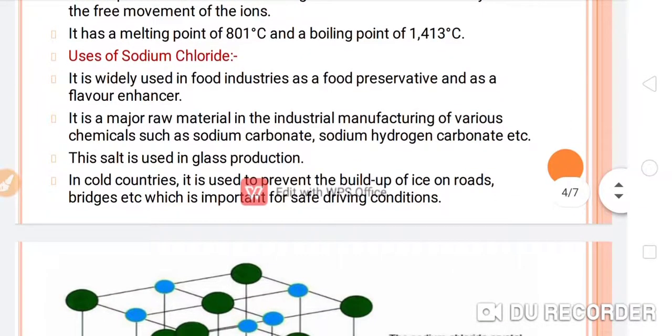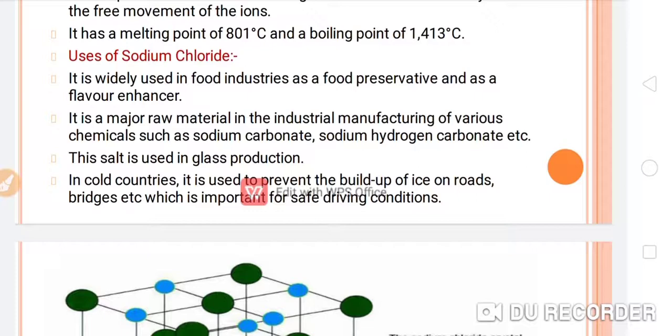Okay, now next, uses of sodium chloride. Where are we using it? Let's see, students. It is widely used in food industries as a food preservative and as a flavor enhancer. It is a major raw material in the industrial manufacturing of various chemicals such as sodium carbonate, this is very important, sodium hydrogen carbonate, this is also very important, etc.